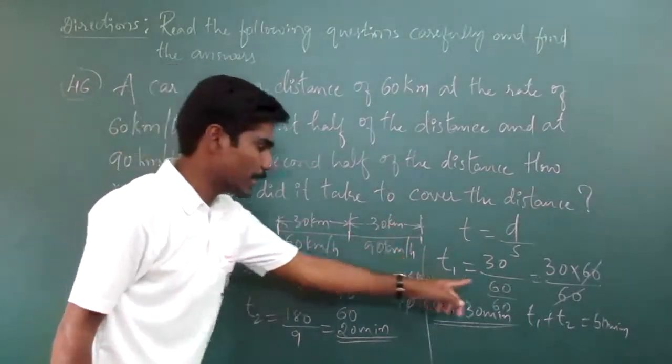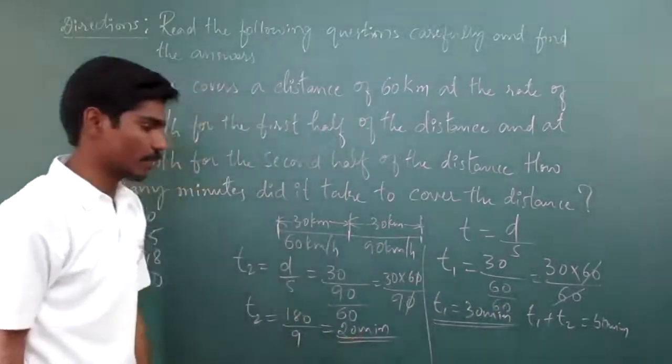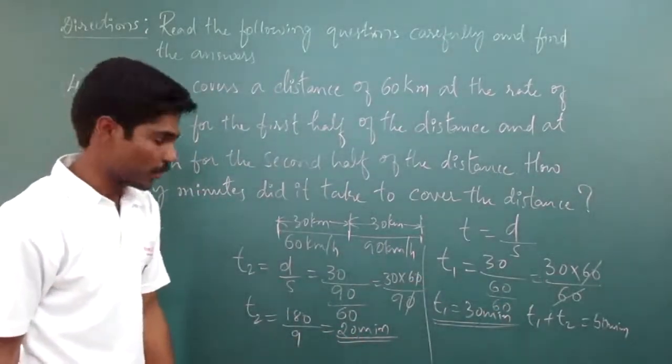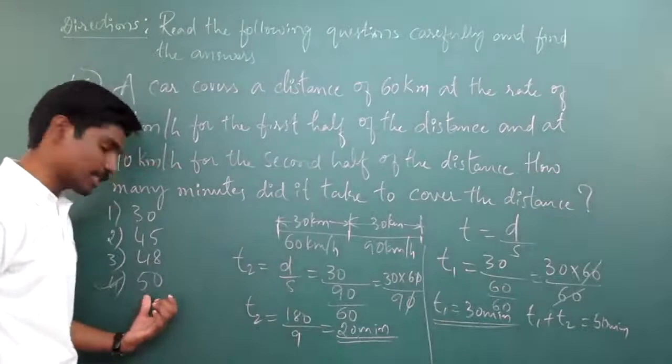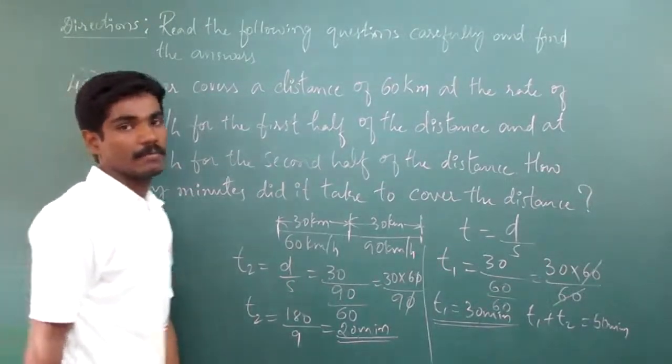In all, T1 plus T2 is nothing but 30 minutes plus 20 minutes, it is 50 minutes. So therefore, option 4 is representing the 50 minutes. Therefore, the 4th will be the right option. We will see some more problems.